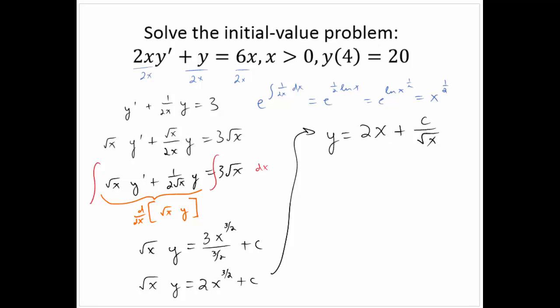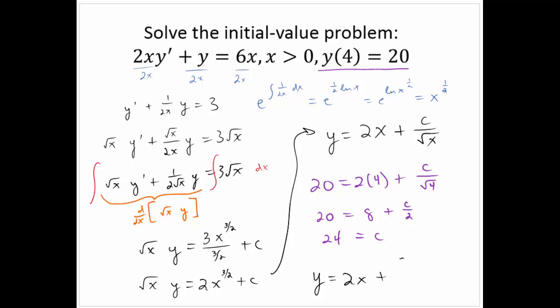Now, using the fact that y of 4 is 20, then we would have 20 is equal to 2 times 4 plus c over the square root of 4. So 20 is equal to 8 plus c over 2. And solving for c, subtracting 8 is 12, multiplying by 2, we find that c is 24. So our conclusion for the solution of the initial value problem is y is equal to 2x plus 24 over the square root of x.